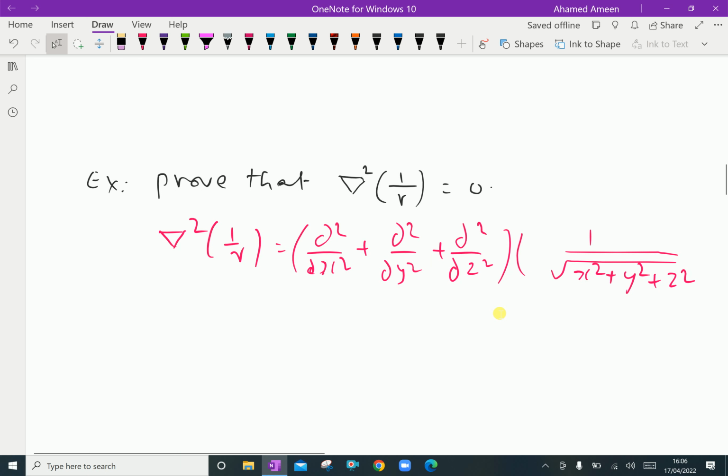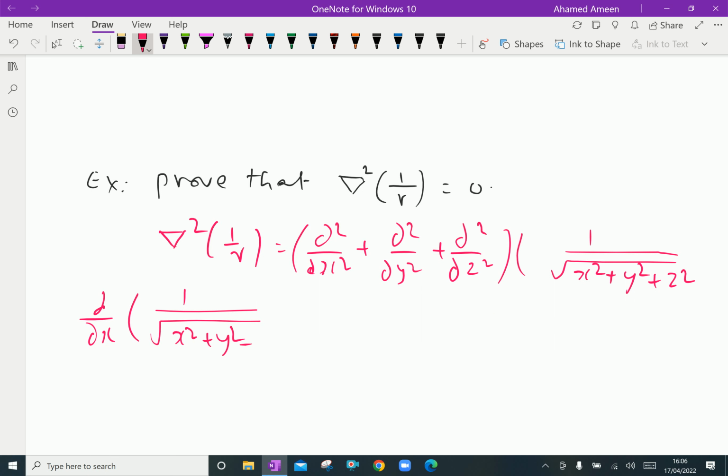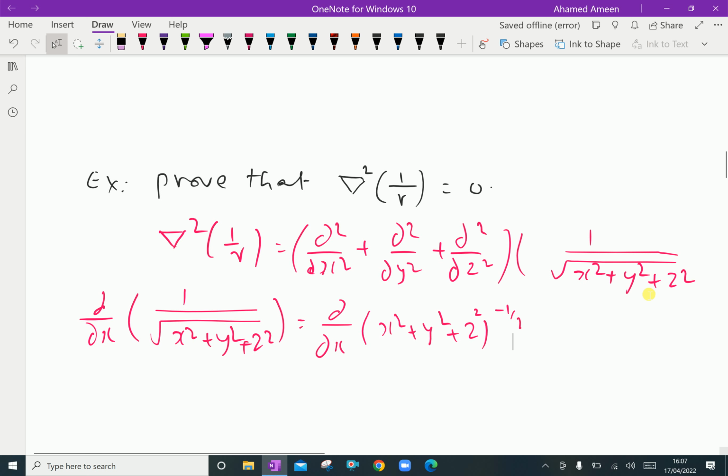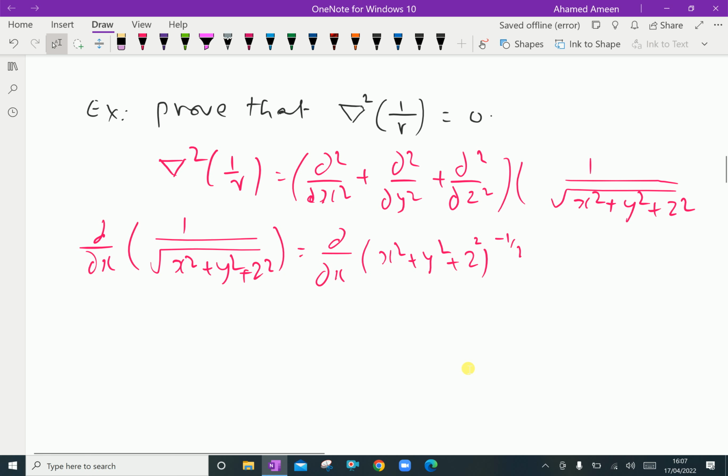Now dou by dou x of 1 over the square root of x square plus y square plus z square equals dou by dou x of x square plus y square plus z square to the power minus half, because the square root goes up. The partial derivative with respect to x is minus x into x square plus y square plus z square to the power minus 3 by 2.